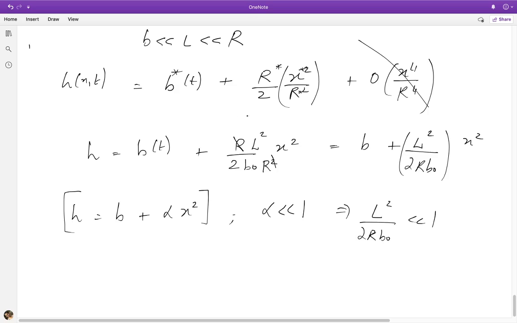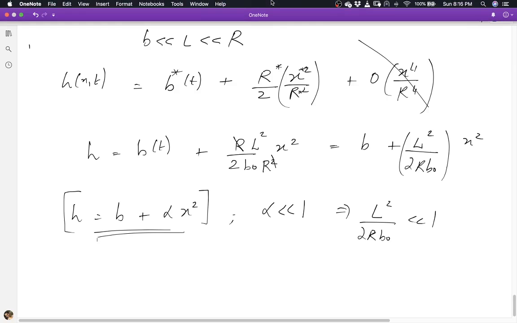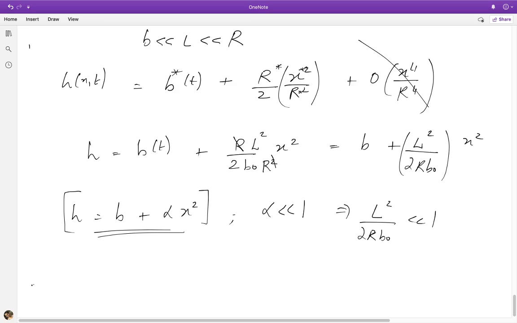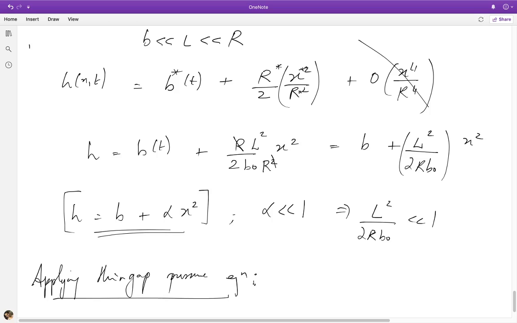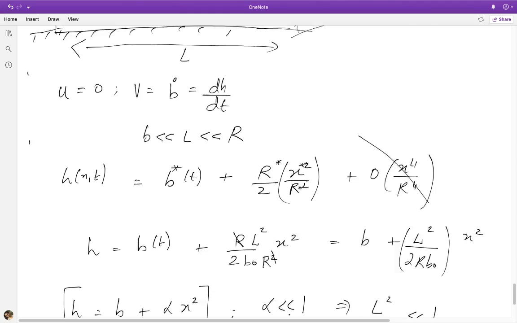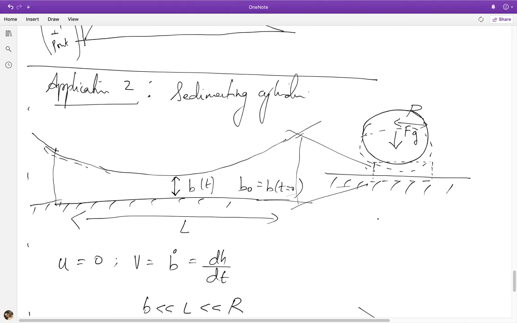Alright, so this is now our h of x comma t, keeping in mind that alpha is a small number. So I can then go and write down my lubrication equations, applying the thin gap pressure equation. Before we continue, remember what our objective here is: to ultimately understand the rate of settling of this cylinder.